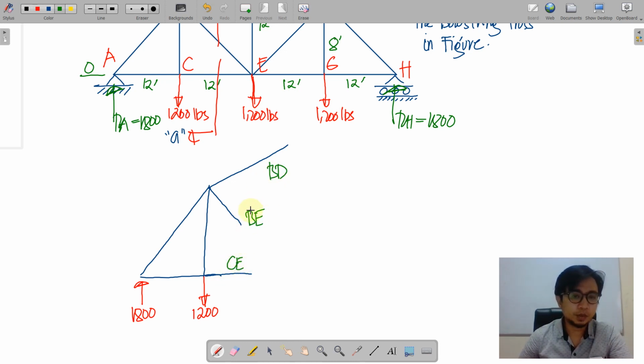Of course, we assume a direction for each. I'm going to assume BD as a compression. For BE, say tensile, and for CE, say tensile also. So this composes section AA. Of course, we also need the dimensions here. Here are the dimensions, as well as the slope. So we need to establish the slope of these diagonal forces.